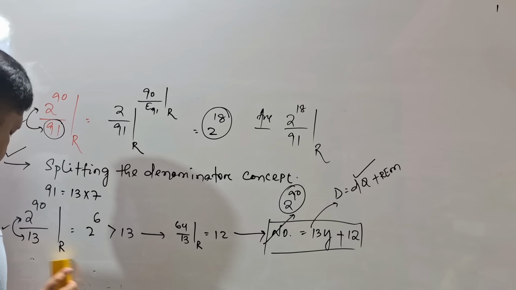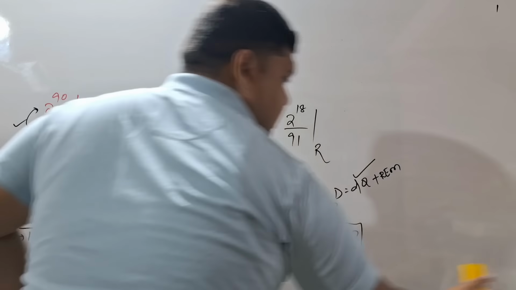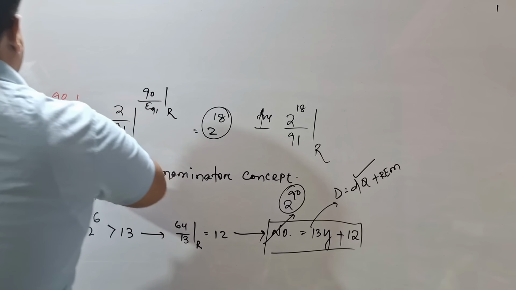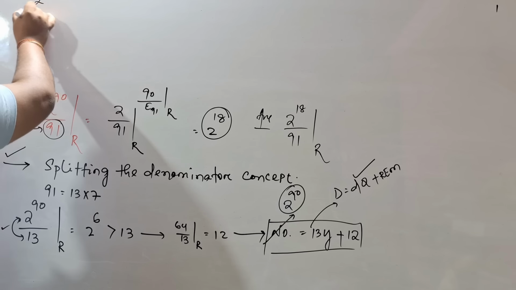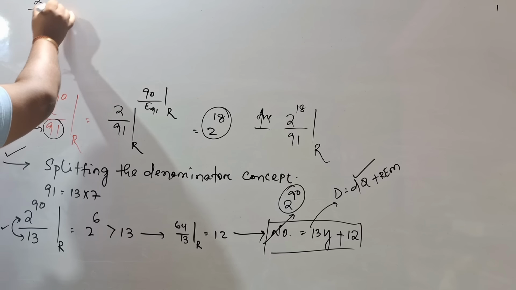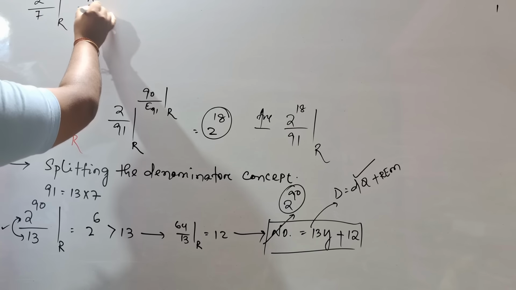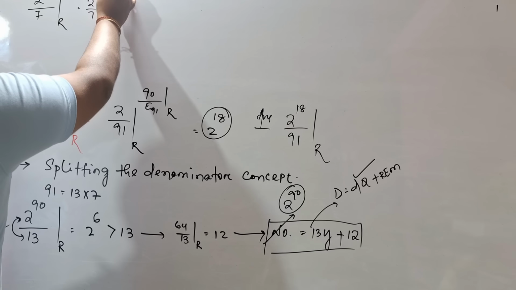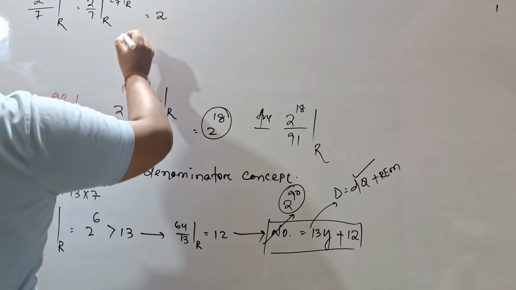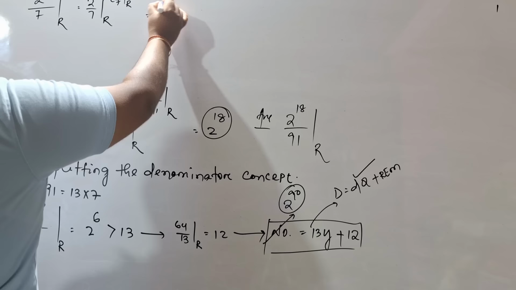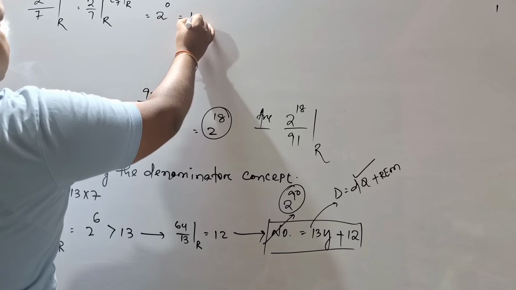You check here. Next step, here I will write 2 to the power 90 when it is divided by 7. This is 2 by 7, find the remainder. 90 divided by Euler's number of 7, find the remainder. 2 by 7, remainder is 2. 90 by 6, it is divisible, remainder is 0, so answer is 1.